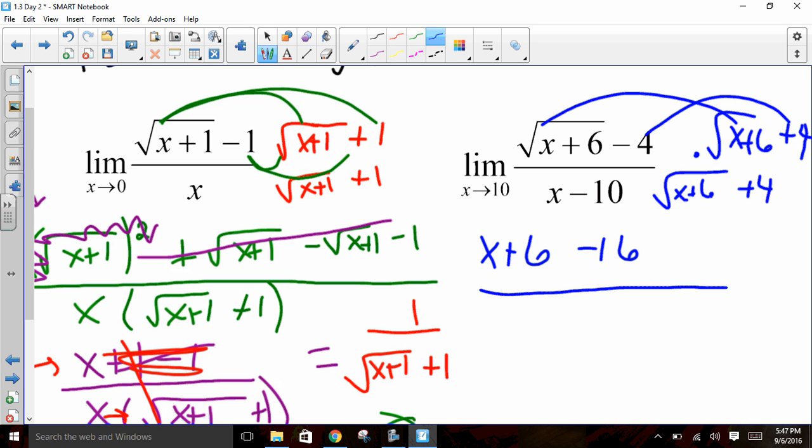Then on the bottom, I'm going to leave my x minus 10 times the square root of x plus 6 plus 4. So I'm just sticking them together, because remember, the idea is to cancel stuff out. We can't cancel it out unless it's being multiplied.